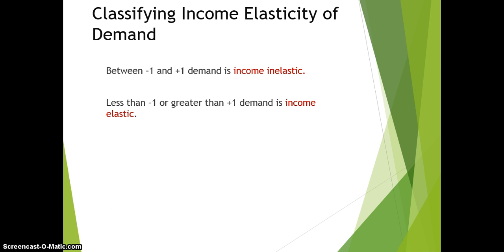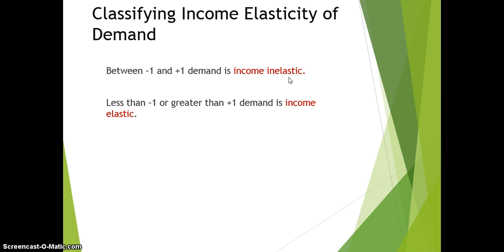Now, just like when you do PED, you get an answer. You might get 0, you might get -1, you might get -2, you might get 5. Those numbers, that answer is very important. If the number is between -1 and +1, it's income inelastic. So any number between -1 and +1, we call that income inelastic. That means that when your income changes, demand for the product doesn't change significantly. So you still pretty much buy the same product. You still buy the same amount.